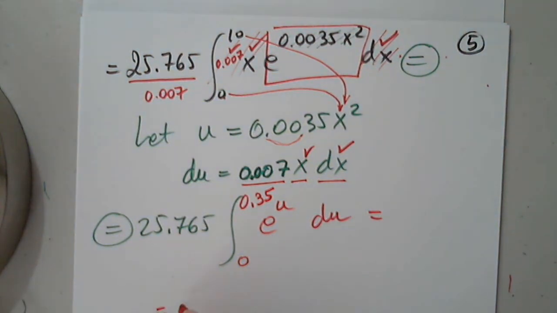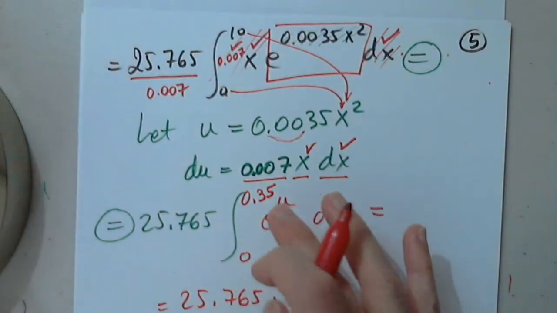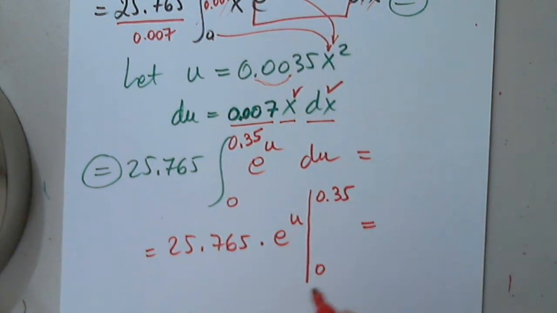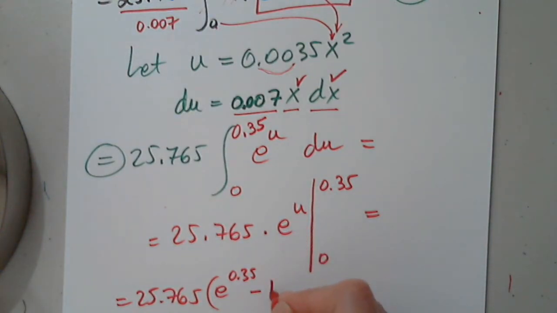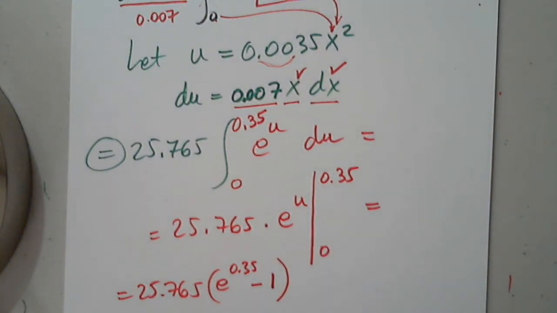So therefore, 25.765 times e to u, because e to u prime is e to u, from 0 to 0.35. Remember, we plug in the upper limit, e to 0.35, and minus when we plug in 0, but that's 1. In the exponential functions, remember, for polynomials, that will be 0, but for exponential, it's 1. Okay, so now we have to find this number approximately.